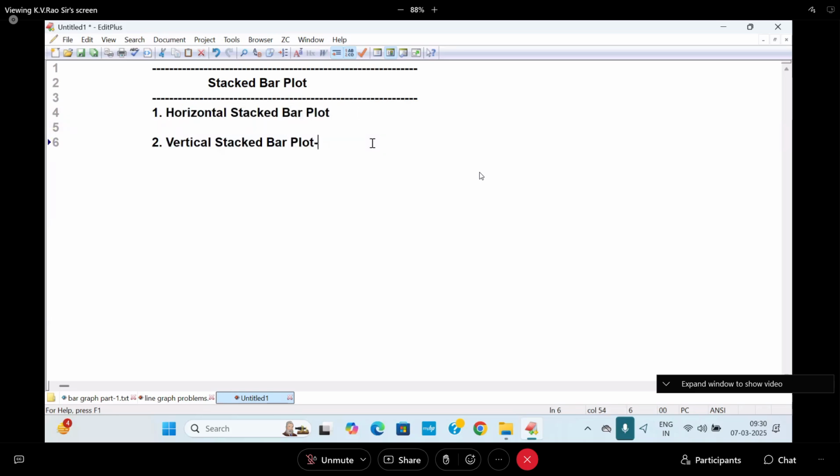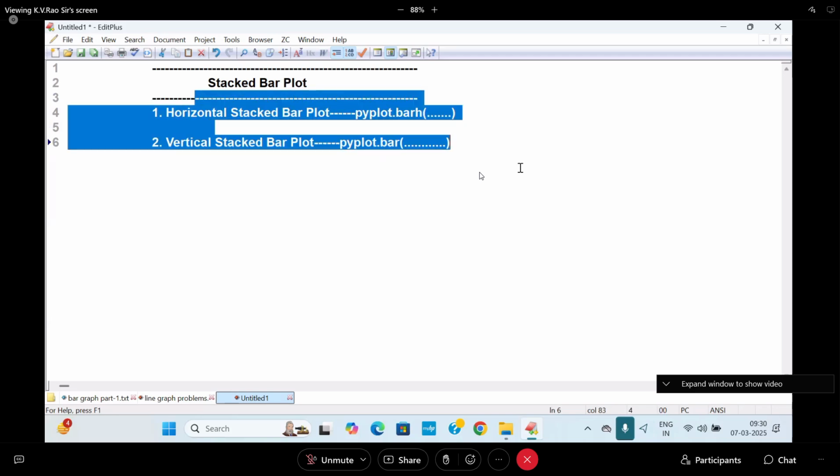For the vertical bar plot we will use the same function called what? plt.bar. We will use the parameters and everything the same, but logic wise it is going to be different. An extra parameter will be coming here: plt.barh, with some extra parameters. What are those extra parameters? I want to tell you through an example. Shall we start the example?